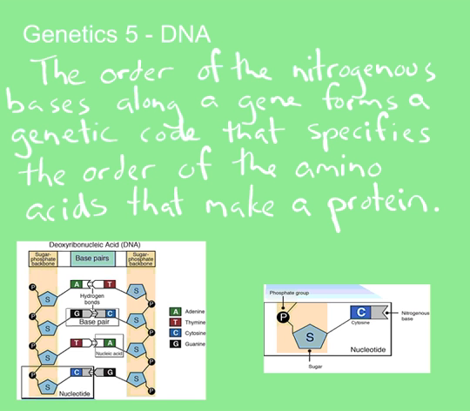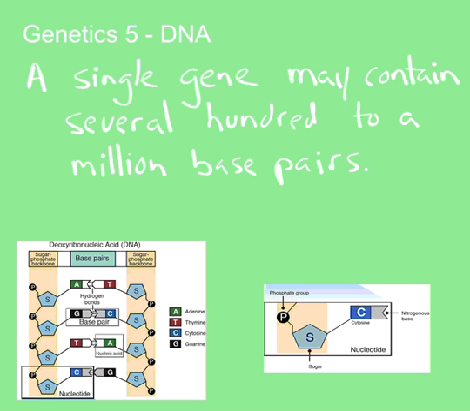Now, the order of those nitrogenous bases along a gene forms a genetic code that specifies the order of the amino acids that make a protein. The order that those amino acids get put into is very important because that's going to make the protein in a special shape. It will fold and bend depending on what order they are placed in, and that makes the protein in its special shape.